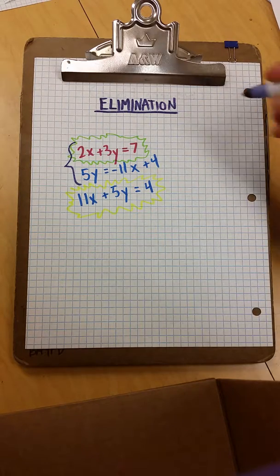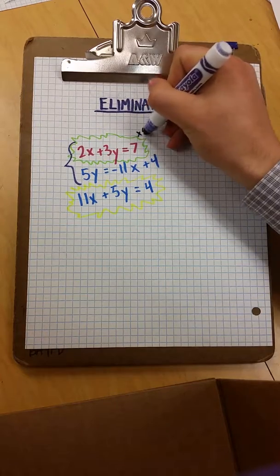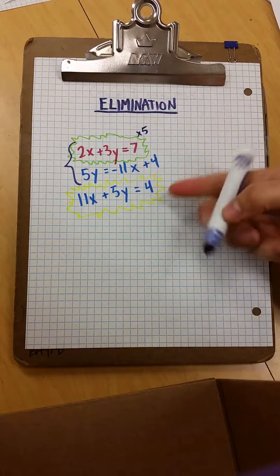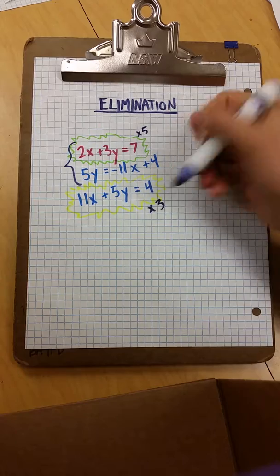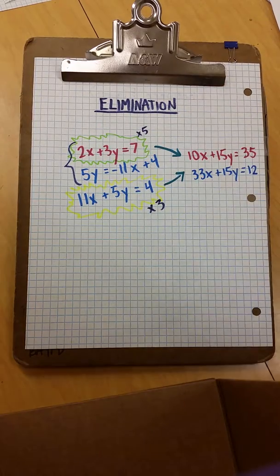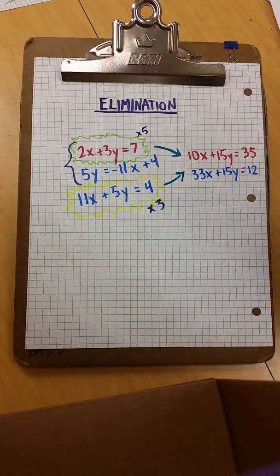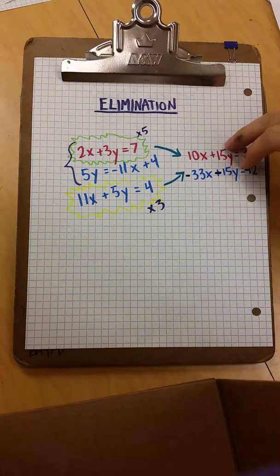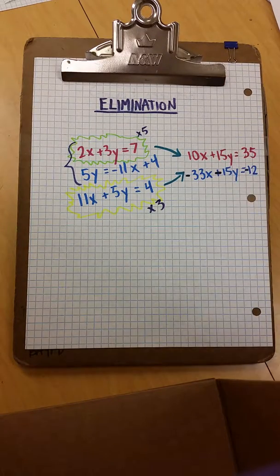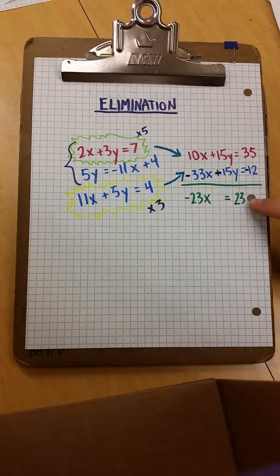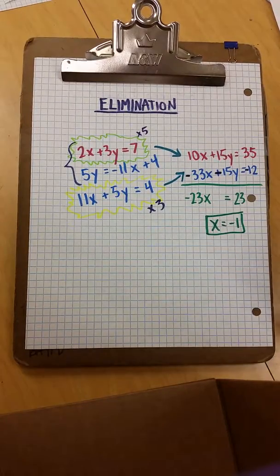So we're going to zap the top equation and multiply it by 5 to get a 15y. We're going to zap the bottom equation and multiply it by 3 to get a 15y. Now that we have the same coefficient of y, we could subtract these two equations, but I would rather make this opposite. Now we have a 15y and a negative 15y, so we can add instead of subtracting. The y's cancel, and we'll end up with negative 23x equals 23, which simplifies to x equals negative 1.